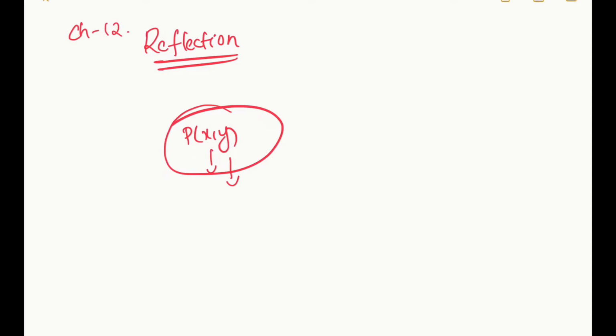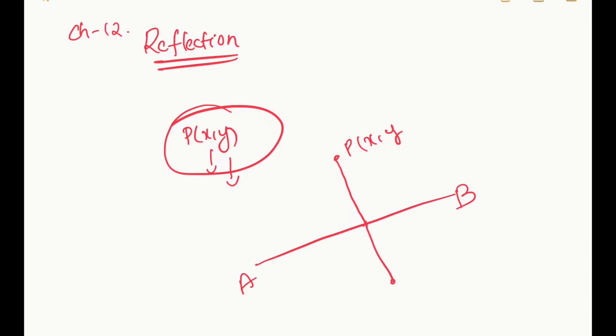Okay. If I consider this line as the mirror AB, and this is my point P(x, y), the reflection will be at the same distance from here to the other side, and the reflection can be P dash (x dash, y dash).